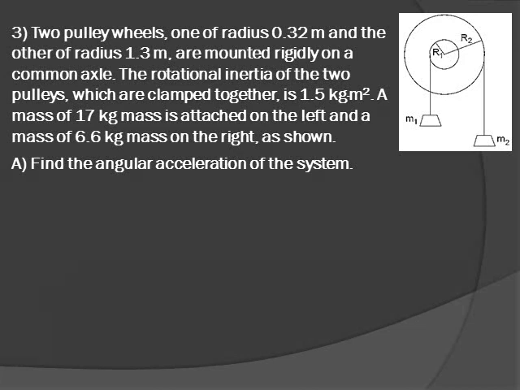Well, we've done problems like this before, where we have two objects pulling in opposite directions. So we're going to run a system of equations for this mass, for this mass, and for the pulley itself. For mass 1, we're going to draw a free body diagram.